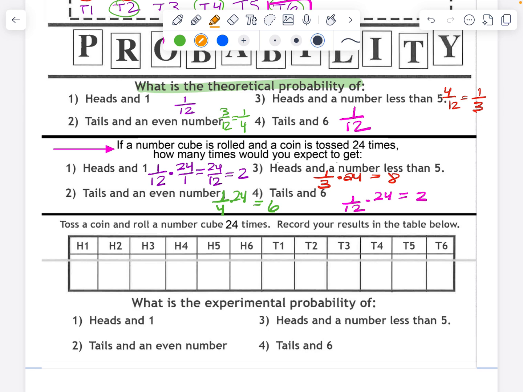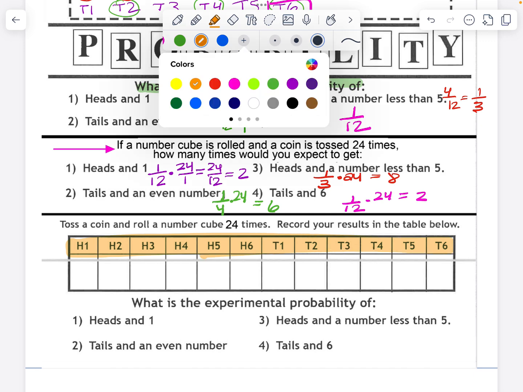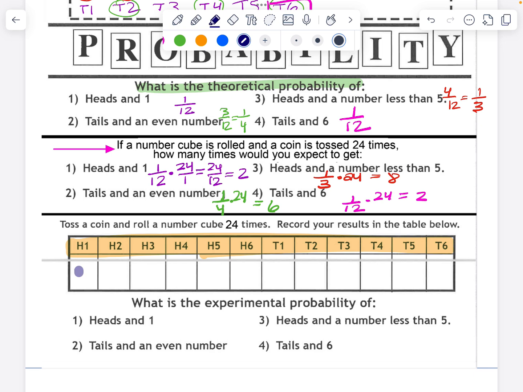So let's say that I did this experiment. Let's say that I was just doing some tallies. I'm just going to make some stuff up here. And it said, what is the chances of getting, and I did it 24 times. So all together it equaled 24 here. And I wanted to know, how many times did I actually get heads and a 1? If I only got it twice, we would do how many times we got it over how many times tried. So the experimental probability would be 1/12.